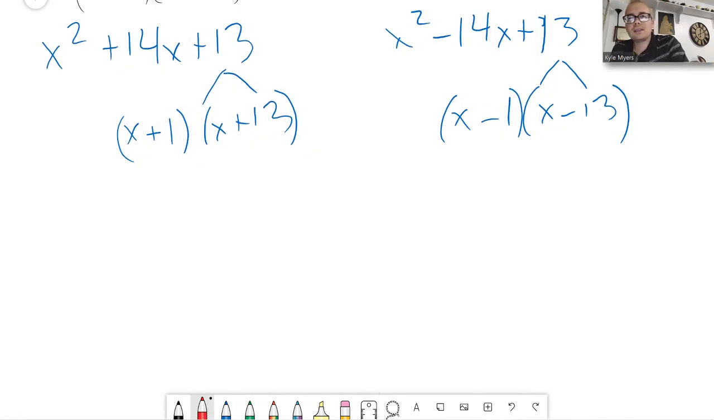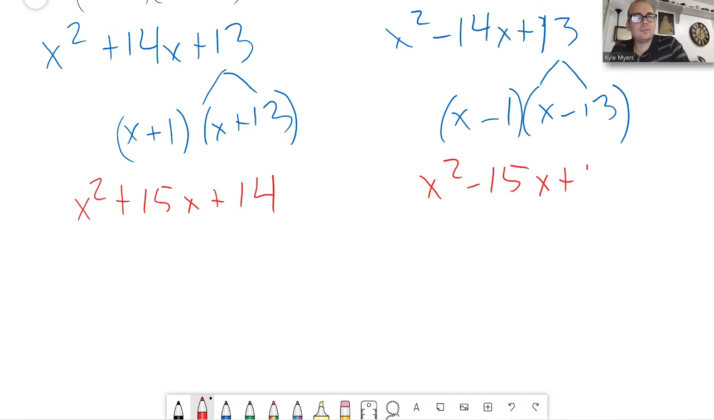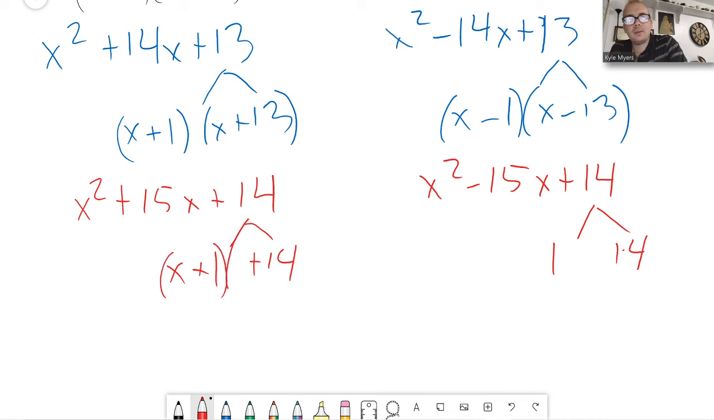Okay, next up is 14. X squared plus 15x plus 14. X squared minus 15x plus 14. 1 and 14. 1 and 14. Minus, oh, sorry, that's the plus. Ah, getting them all mixed up. This is the minus. There we go.